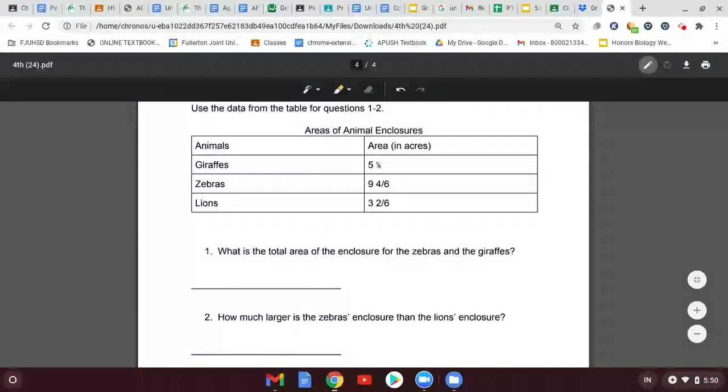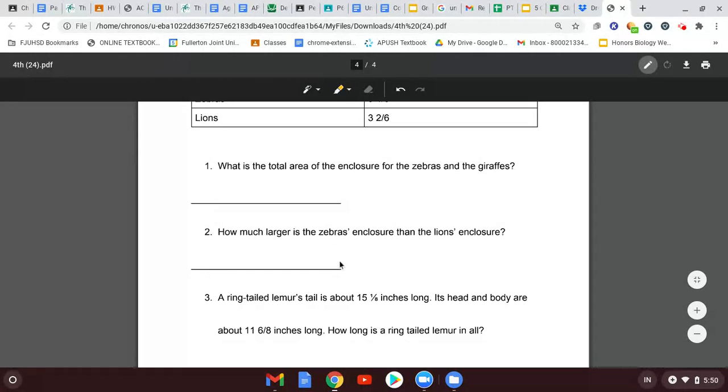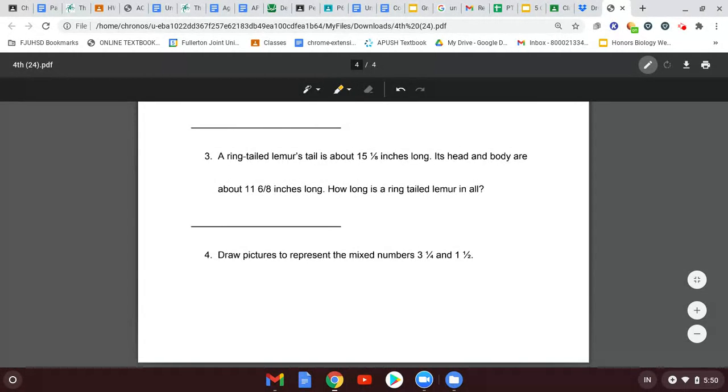Okay. This is actually just addition since it wants the enclosure for the zebras and the giraffe, so we just add these two. How much larger, which means we have to subtract. And then you can just draw.